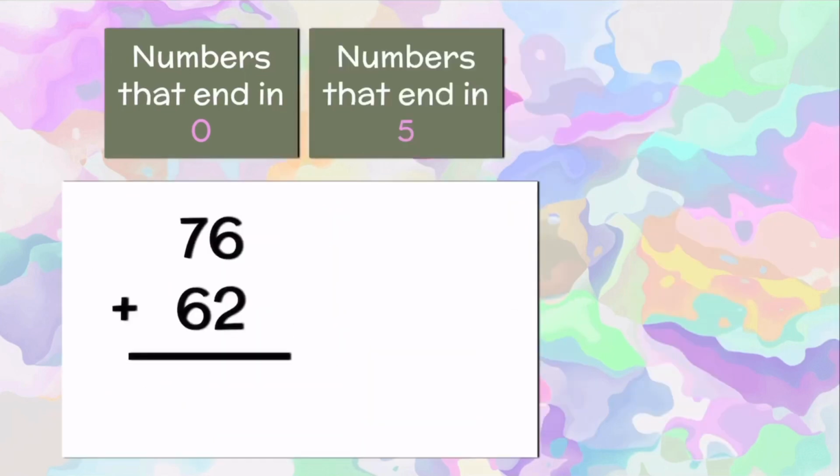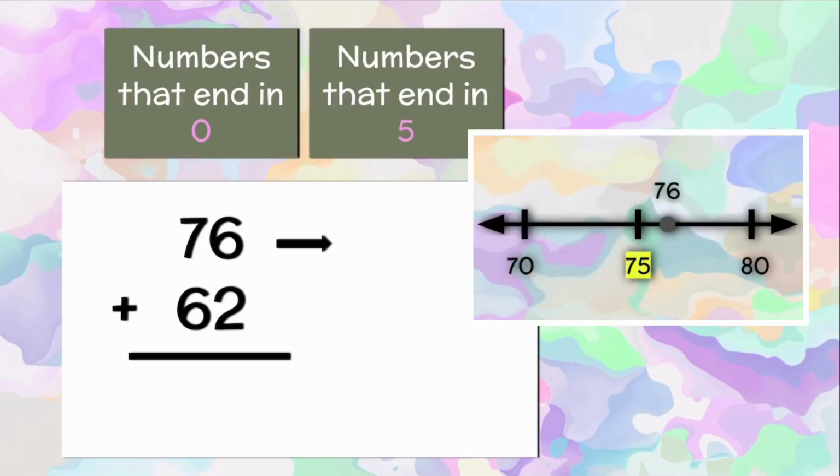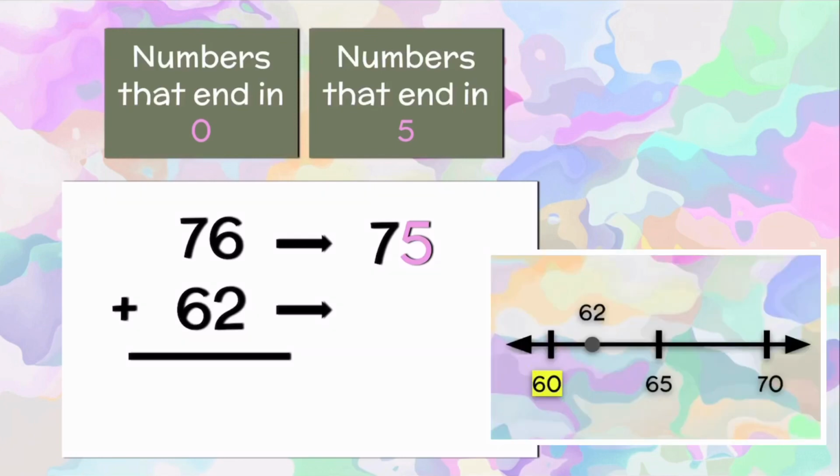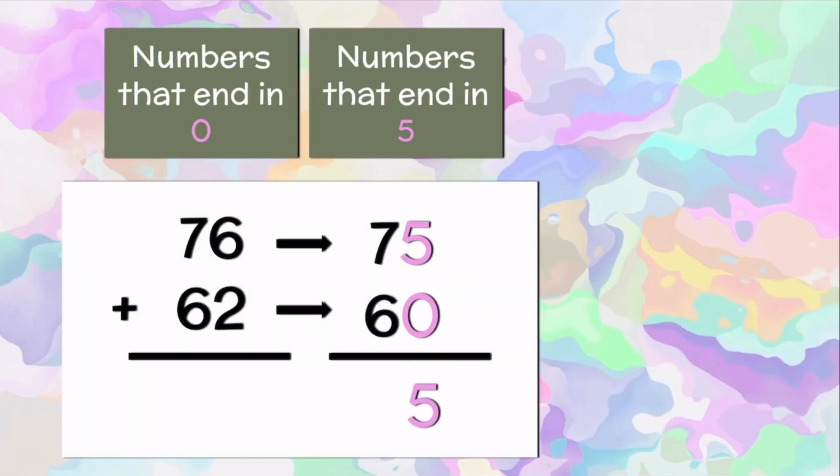Let's add 76 plus 62. Now let's think, what number is close to 76 that either ends in 0 or ends in 5? I know that 76 is close to 75. Now let's think, 62. What number ends in 0 or a 5 that is close to 62? Well, I know 60 is pretty close, and that ends in a 0. Now we can quickly add. We know that 5 plus 0 is 5, and now 7 plus 6. We can do 6 plus 6 is 12, plus 1 is 13.